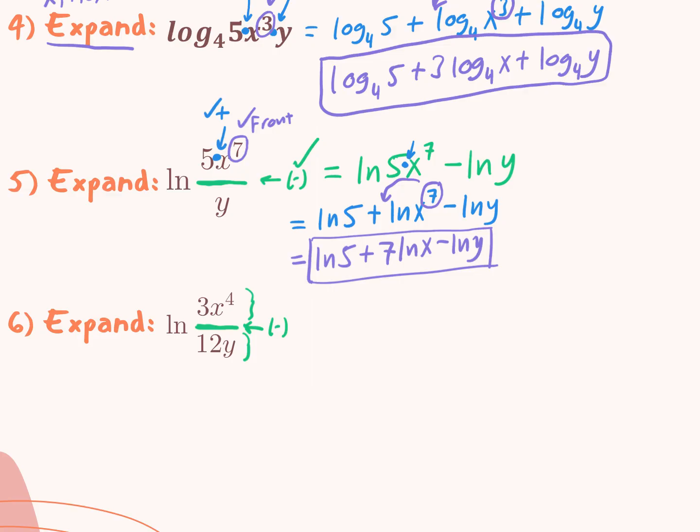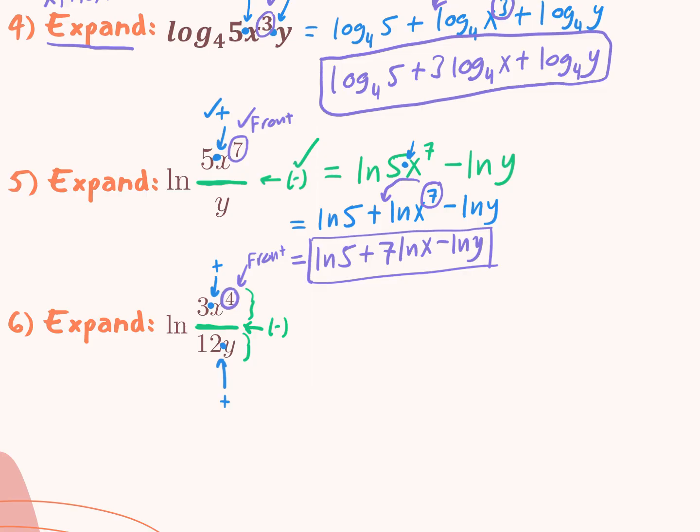I also see a multiplication, right? 3 times x to the 4th, so that's going to become a plus. I also see a 12 times y, so that's also going to become a plus. And then this power of 4 is going to move to the front. All right, and it looks like that takes care of all of the multiplication, division, and the exponents.